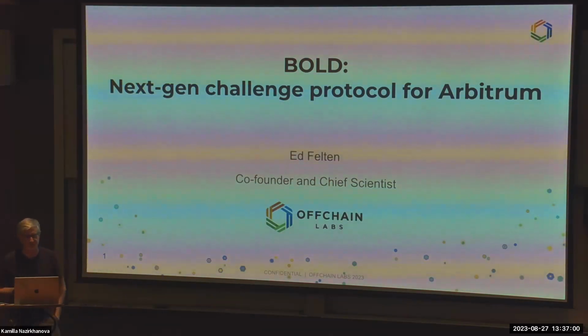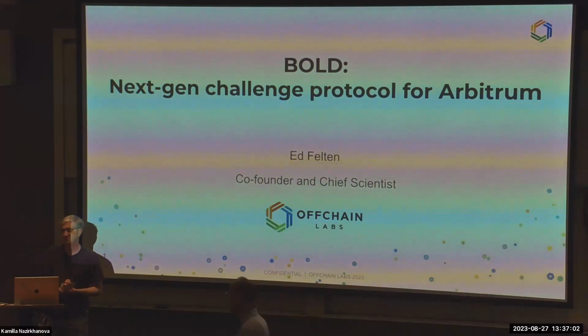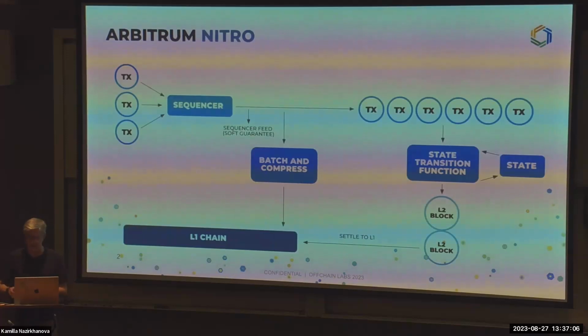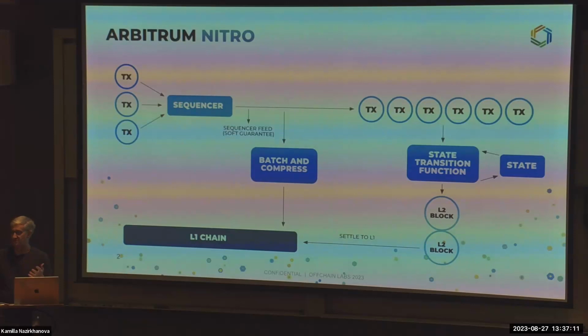I want to talk about BoLD, which is the next generation challenge protocol for Arbitrum. And I'm going to start with the big picture and situate what role a challenge protocol plays in an optimistic rollup. This is a pretty typical rollup architecture that describes how Arbitrum works today.